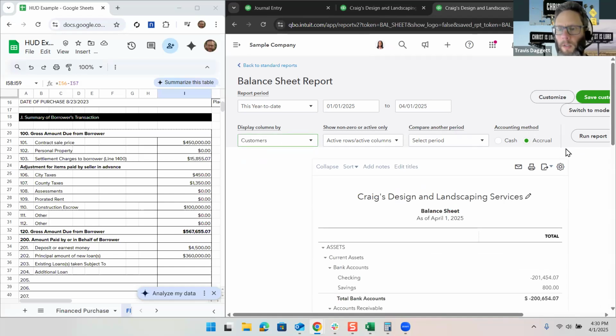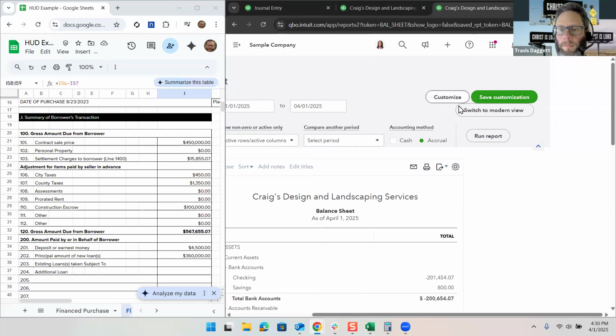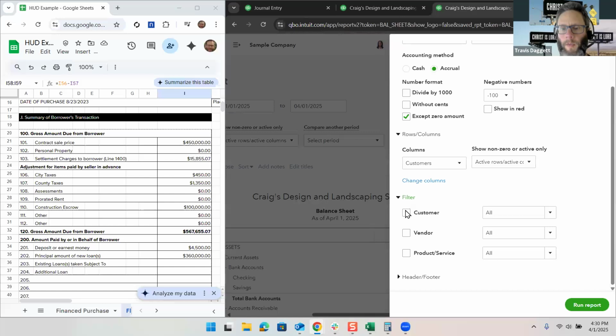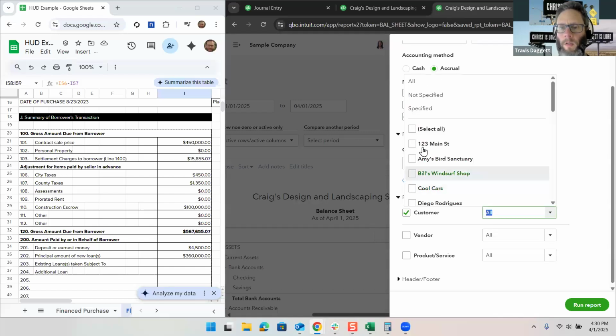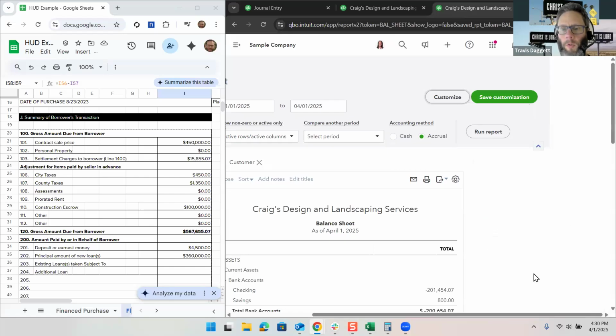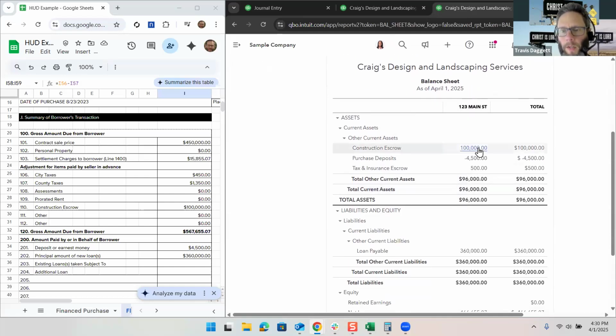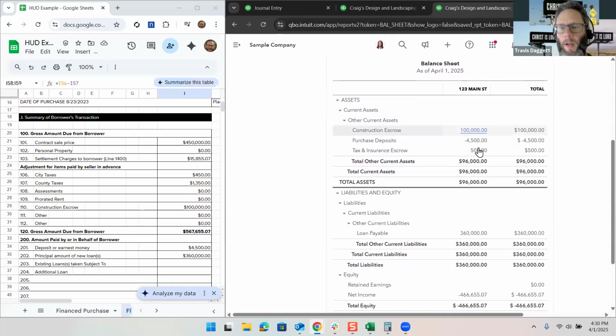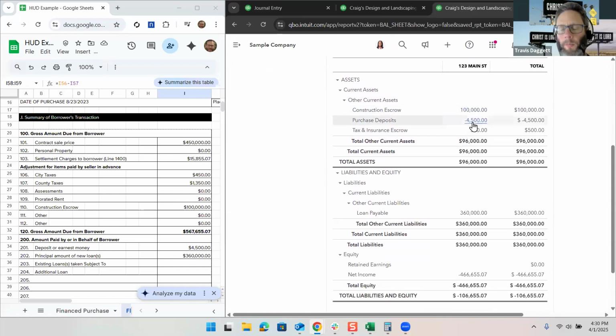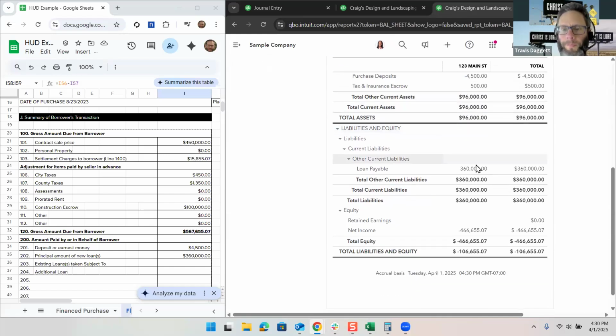Okay, and we'll do the same thing. And now I want to go here. Of course, if you have multiple properties, you can just switch back and forth. Okay, so we have a construction escrow, like we talked about, and the draws will reduce that. Purchase deposits would normally be 0. I didn't put in a deposit ahead of time. That would be cleared out. Tax and insurance escrow. Here's our loan.